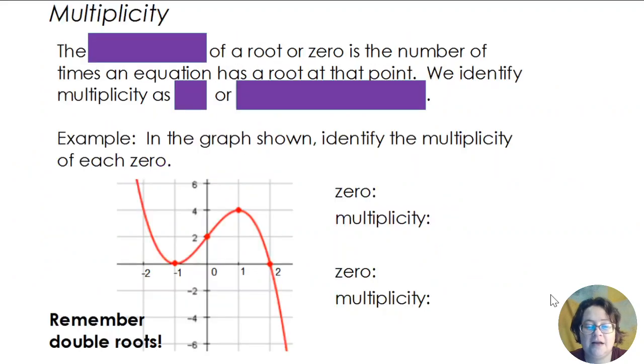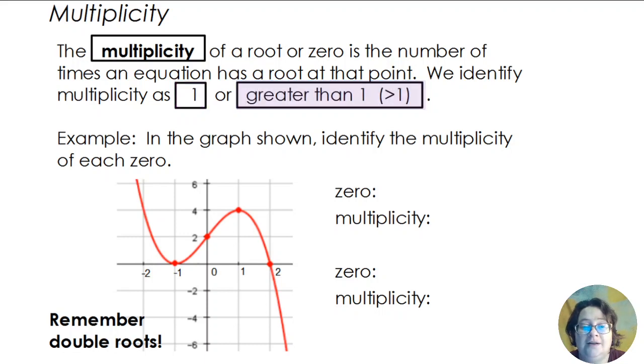All right, our last concept we're talking about today, we have broached a little bit on this subject in the past, is multiplicity. So remember, the multiplicity of a root or 0 is the number of times an equation has a root at that point. So we identify multiplicity as either 1 or greater than 1.